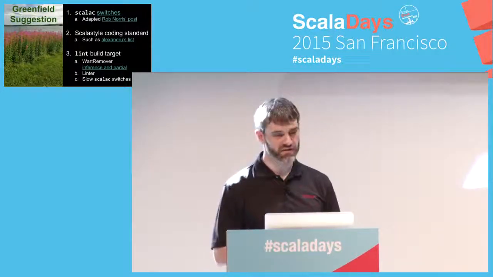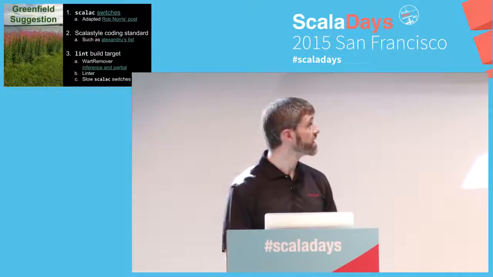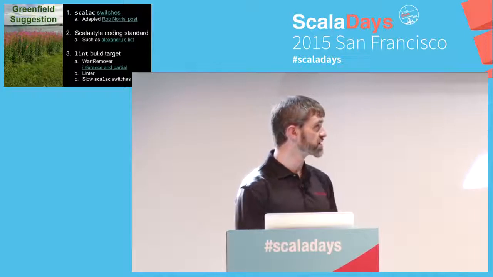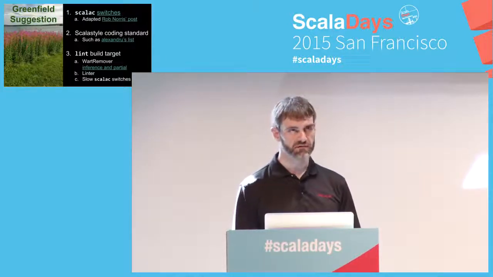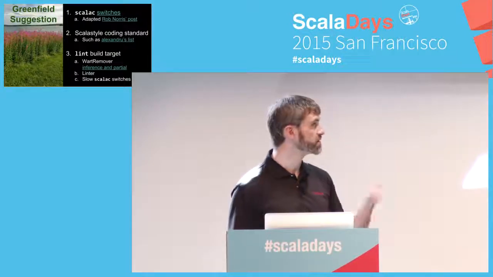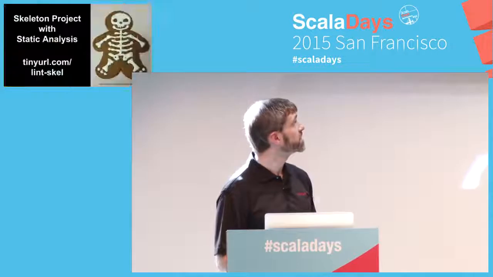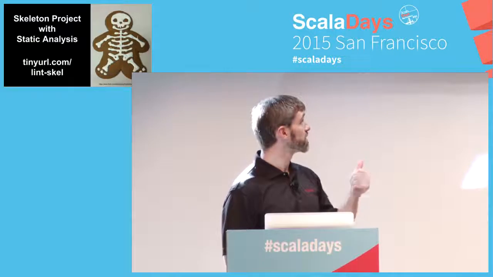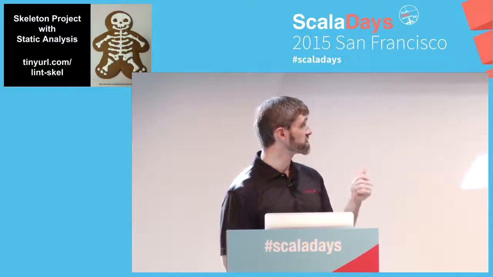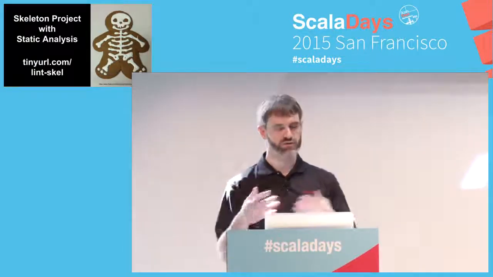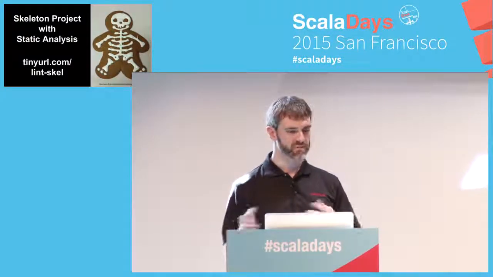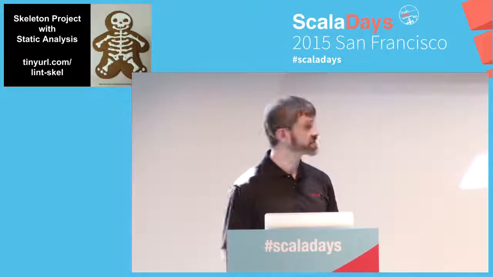You should have a Scala-style coding standard and have a separate build target like we talked about for these tools. There are some Scala C switches that are too slow to use most of the time. For example, you can identify unused imports that way, so you can toss that into your lint build target. I made a skeleton project on GitHub that you can get to at this URL, tinyurl.com lint-scala-skeleton, that shows you how to import all those projects and set up a separate lint target that you can run things inside of.